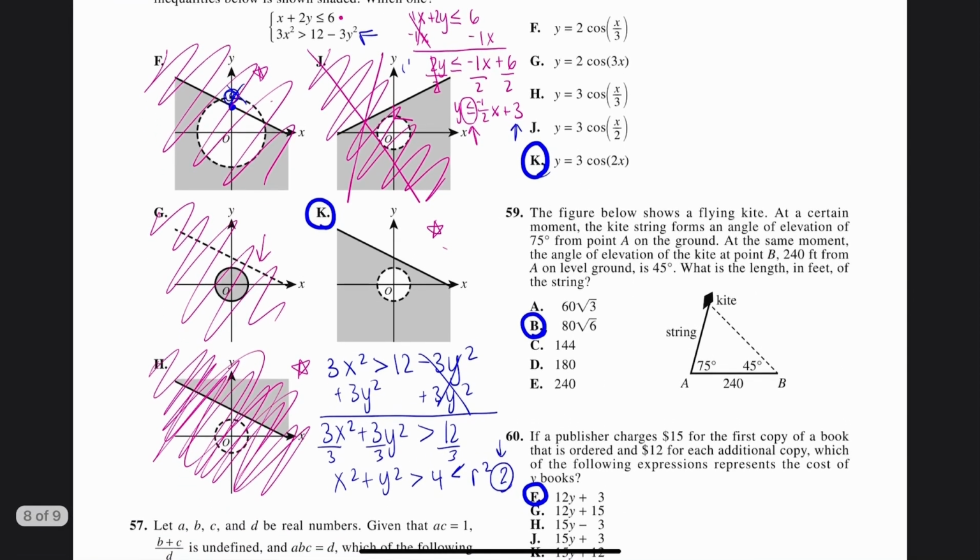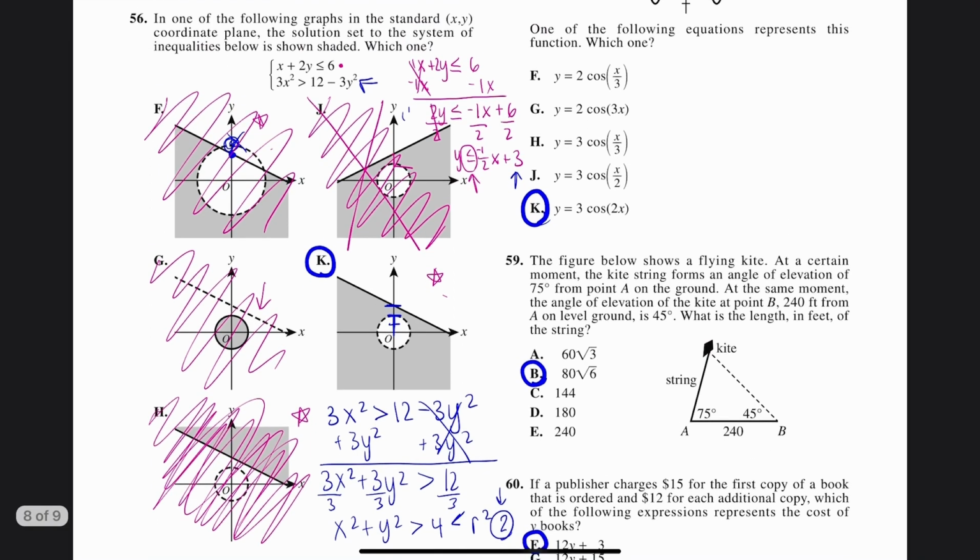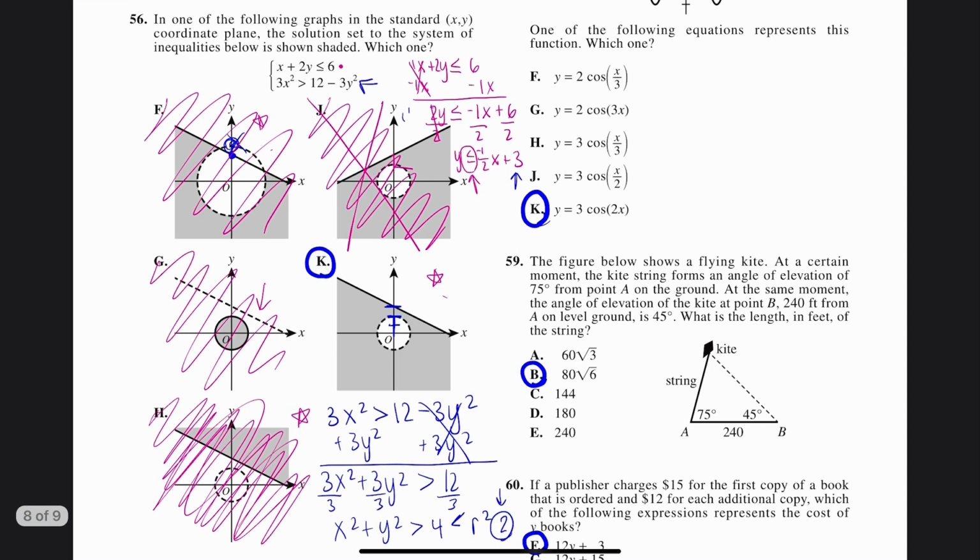So see, it has a radius of 2, so this is going up 2. And the line has a y-intercept of 3 if we graphed this properly. So down 1 over 2. So there's my pink line. These are good just to eliminate everything you don't know first. And then if you didn't know circle equations, you could guess between F and K, and it's much better chances of getting it correct.